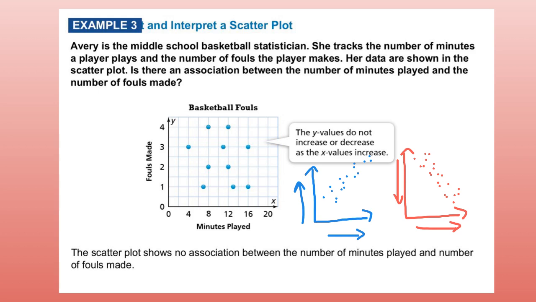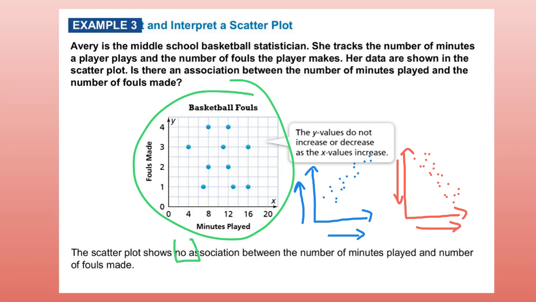But what we have going over here just looks like a random bunch of scattered plot points. And this one means that there is no association between the number of minutes played and the number of fouls made during the game Avery was watching.